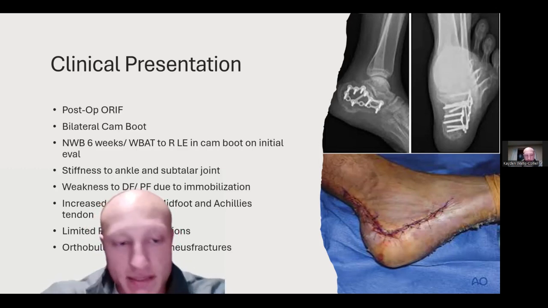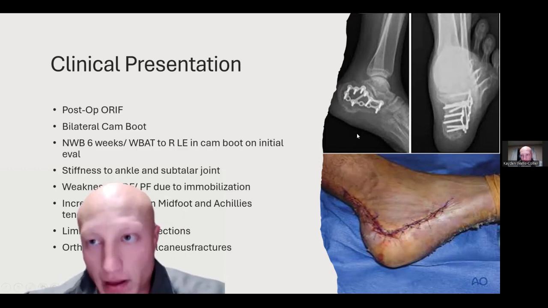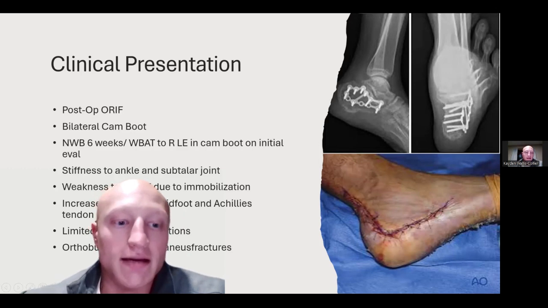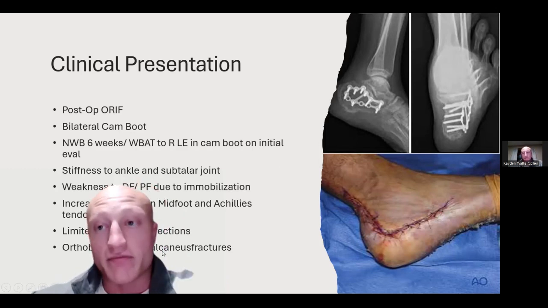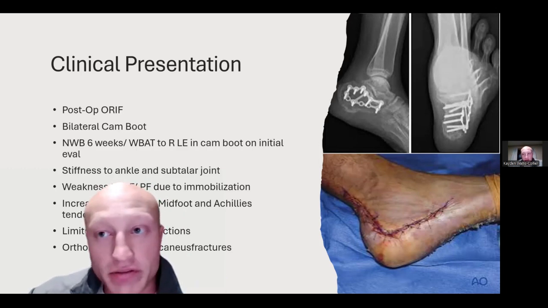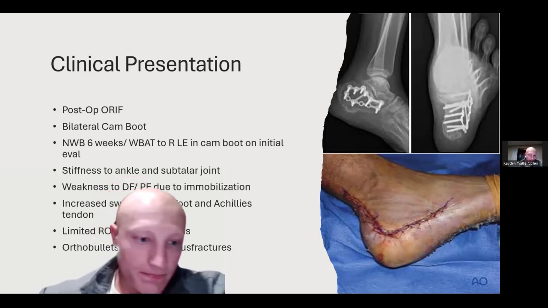And like we discussed, limited range of motion in all directions. And this is a very, very common clinical presentation for a fractured calcaneus. Orthobullets.com on calcaneus fractures also basically laid all this out. And this is exactly what we were seeing on that initial evaluation and in the days following when they came in for their visits.